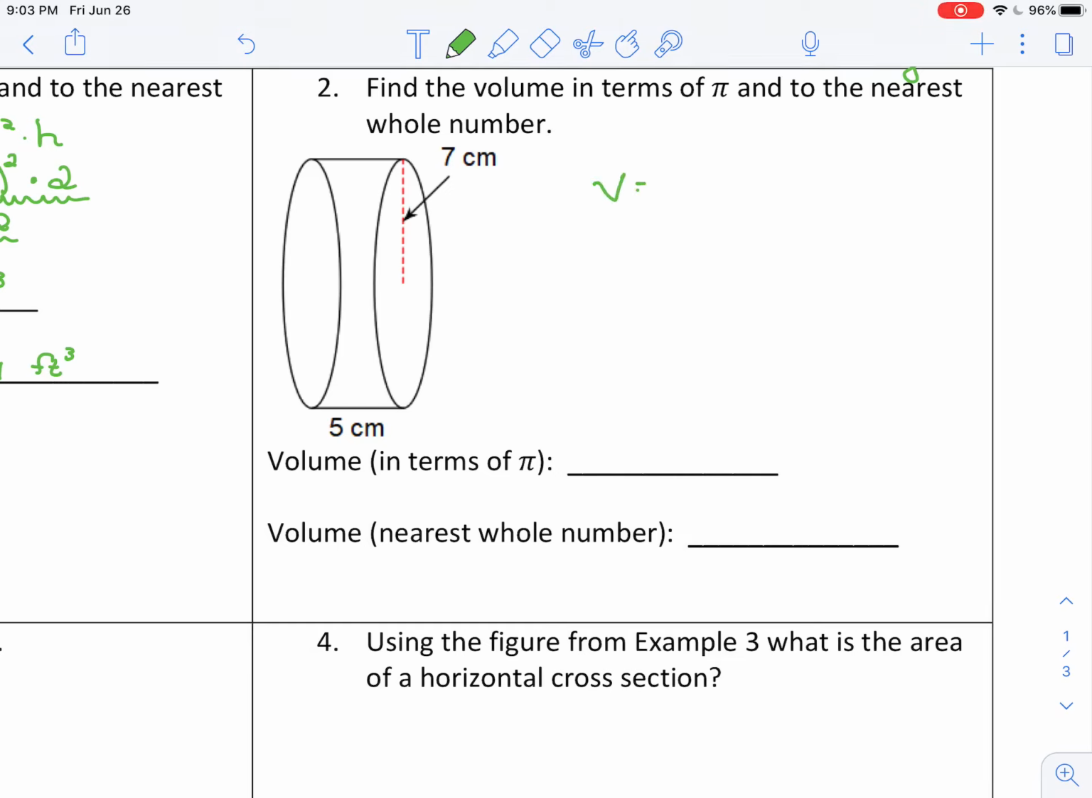So we got another cylinder here, so we're still going to be using pi r squared times the height. I'm still going to keep pi until I go to round to the nearest whole number, but next I need the radius. Remember, radius is the distance from the center of the circle to the edge of the circle. I don't need to do anything with that number yet because the radius is 7 for this problem.